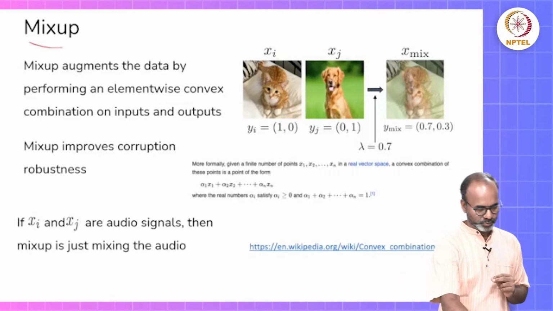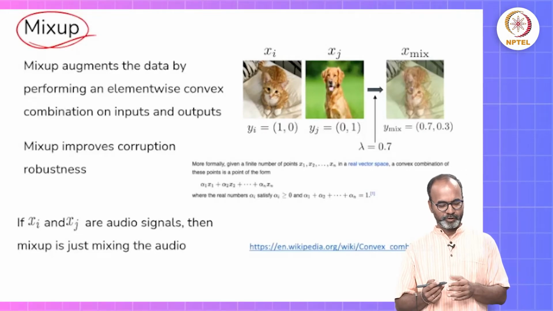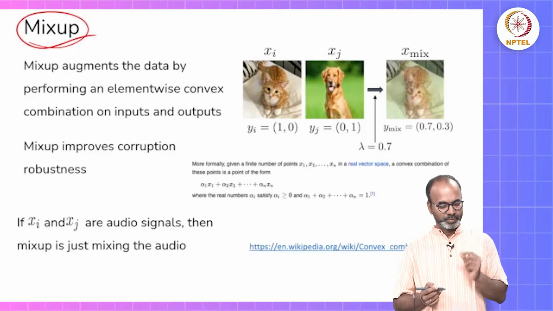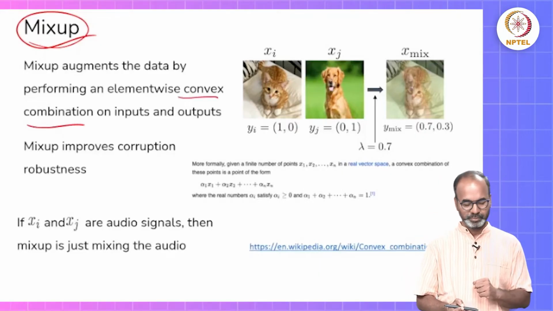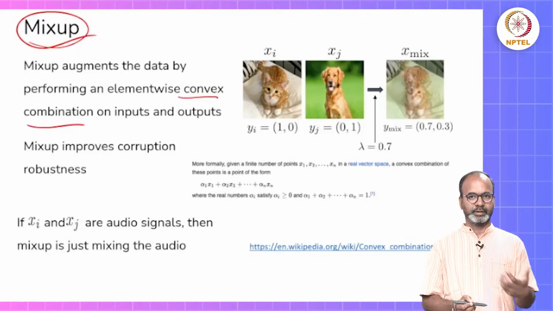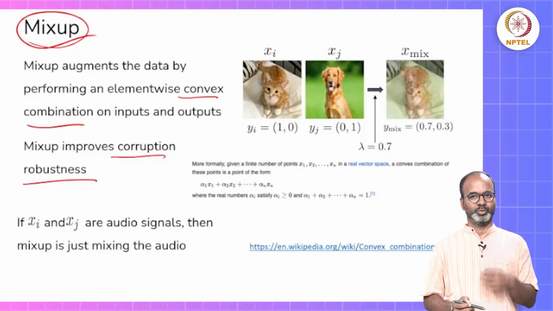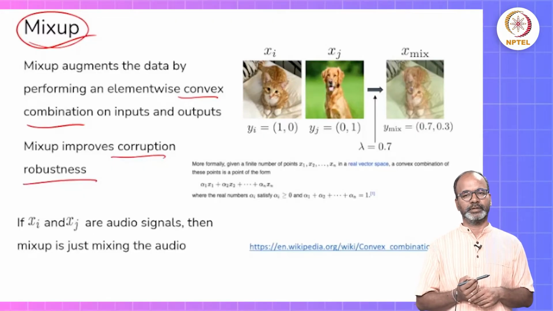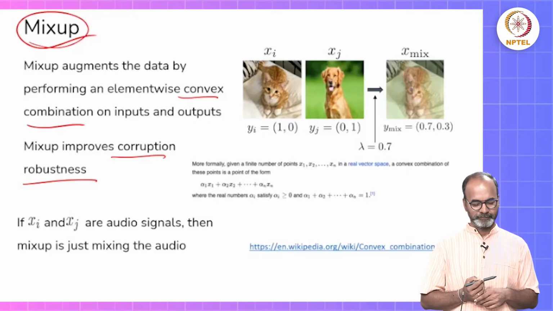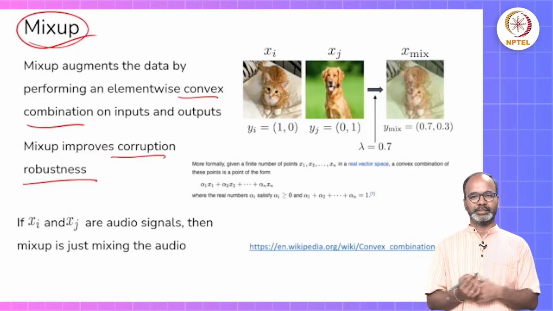So Mixup is one method, right? Mixup augments the data by performing an element-wise convex combination of input and output. We'll see what a convex combination is. Mixup improves the corruption robustness. If you were to measure the robustness of any model, if Mixup is used while designing the model, it seems to do well.